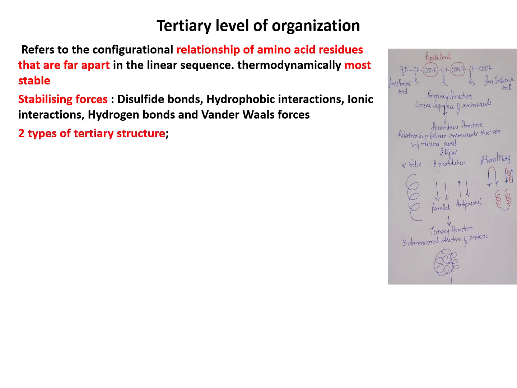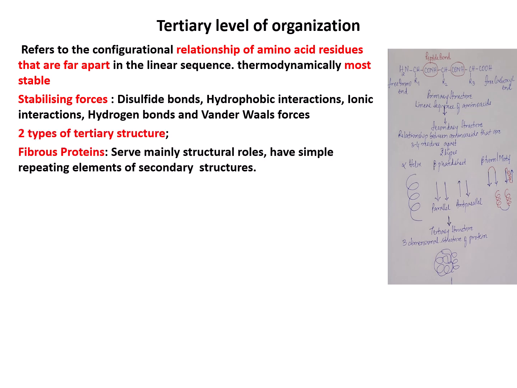Two types of tertiary structure are there. One is the fibrous proteins, which mainly serve structural roles. They have simple repeating elements of secondary structure, for example collagen.